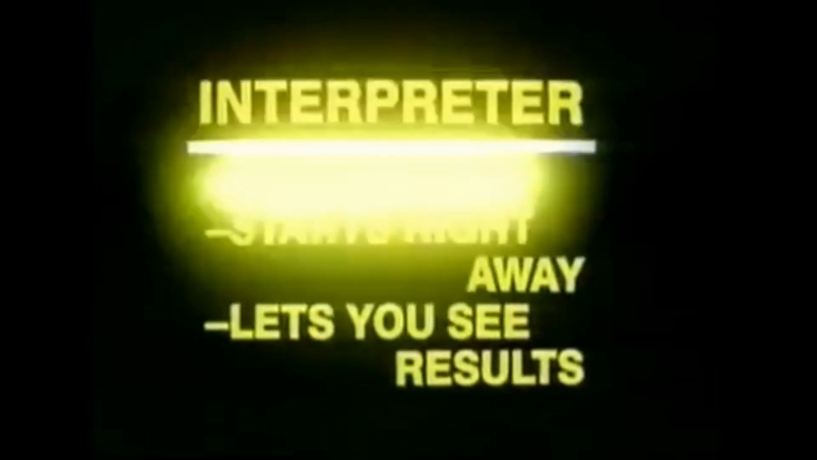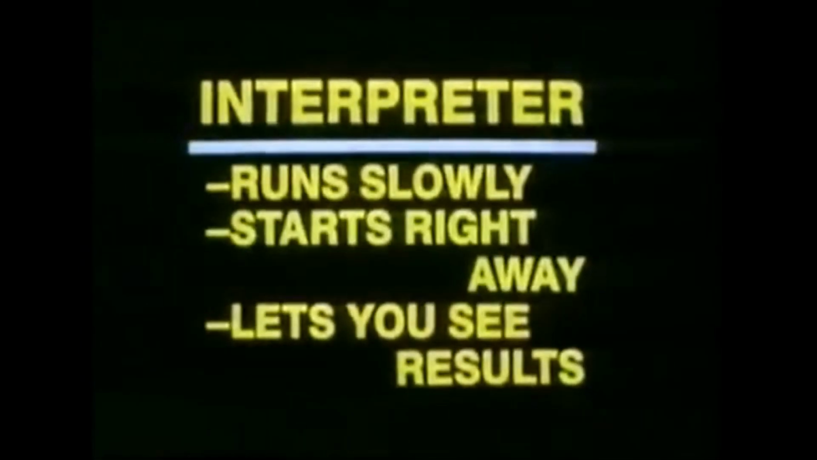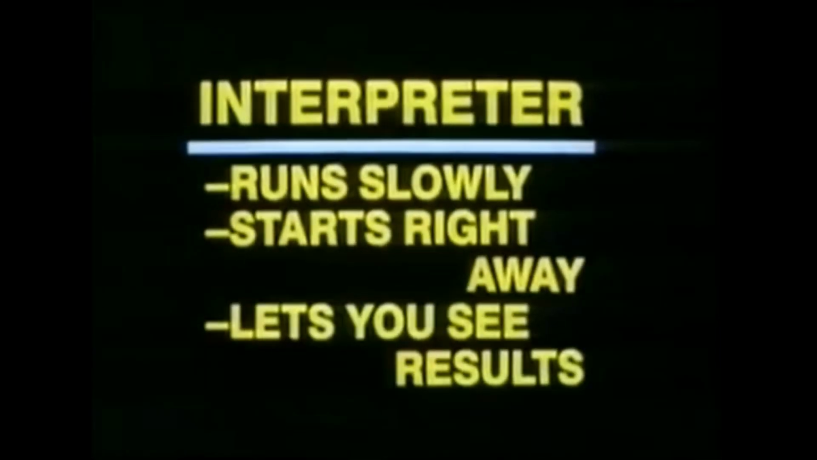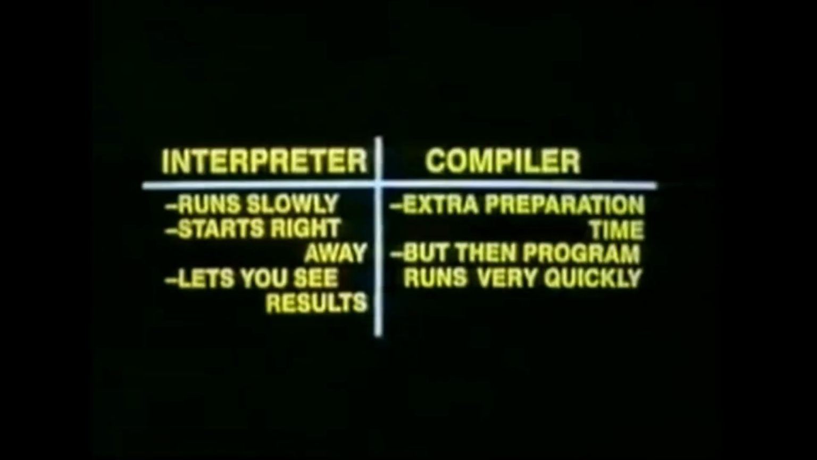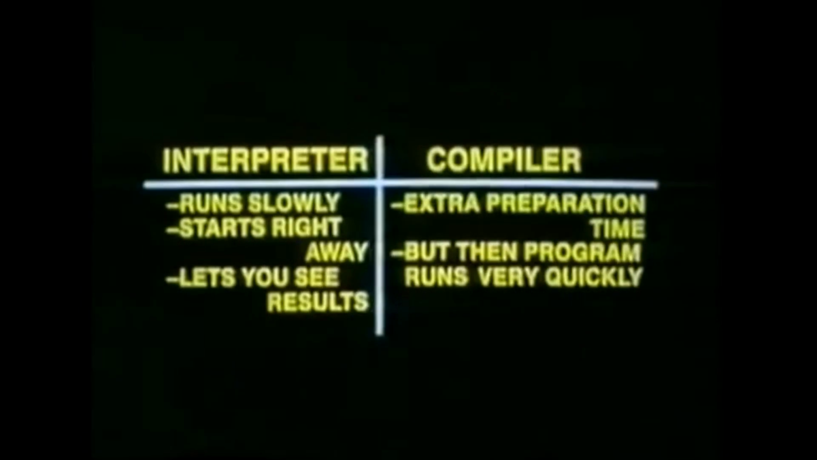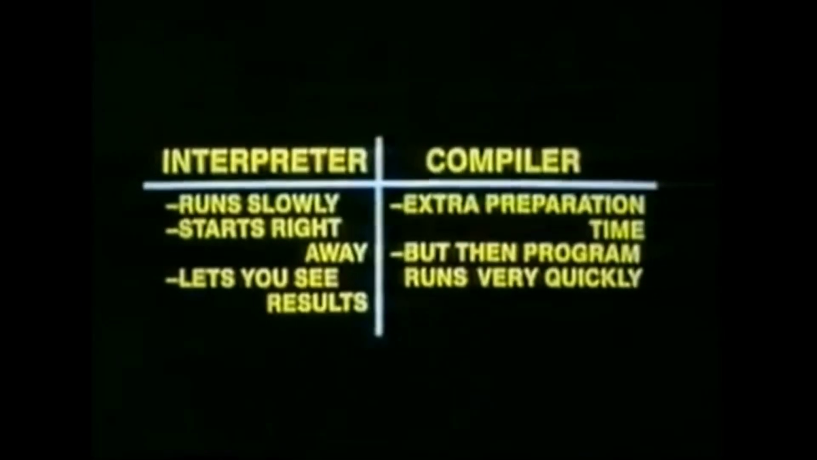An interpreter runs slowly, starts right away, and lets you see how things are going. Whereas a compiler takes extra preparation time before your program can run, but then lets it run very quickly and efficiently. To help you remember the difference between an interpreter and a compiler, look at the words themselves.